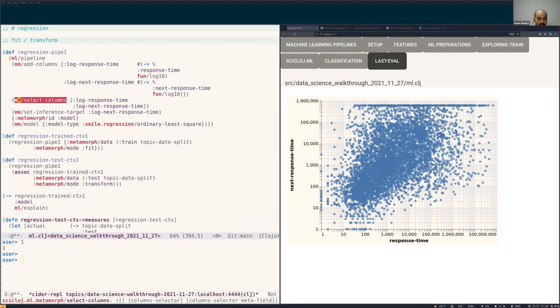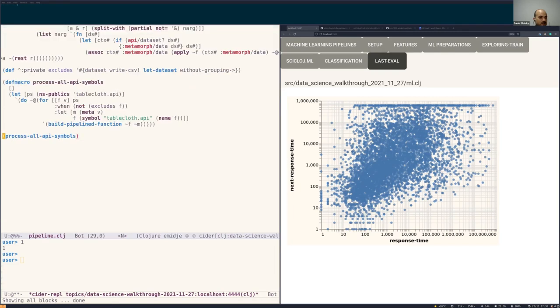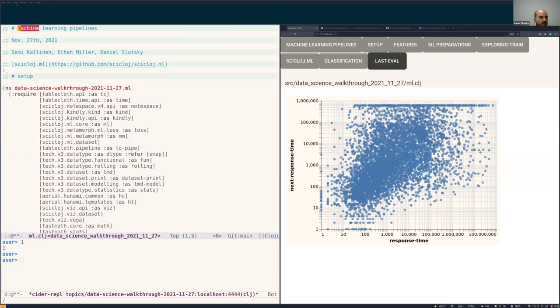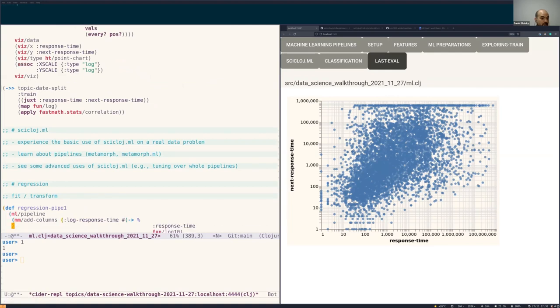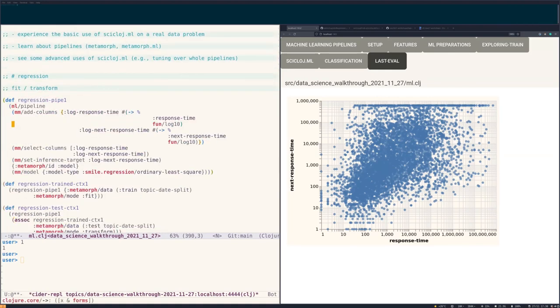Yeah, so this MM namespace, if we jump to definition, is a namespace inside Scicloj.ml that is relevant to Metamorph pipelines, and it has all kinds of things like that. So we can use it. It has all tablecloth functions basically, plus some additions from TechML dataset. And yes, some more, which were the machine-specific functions from TechML dataset.